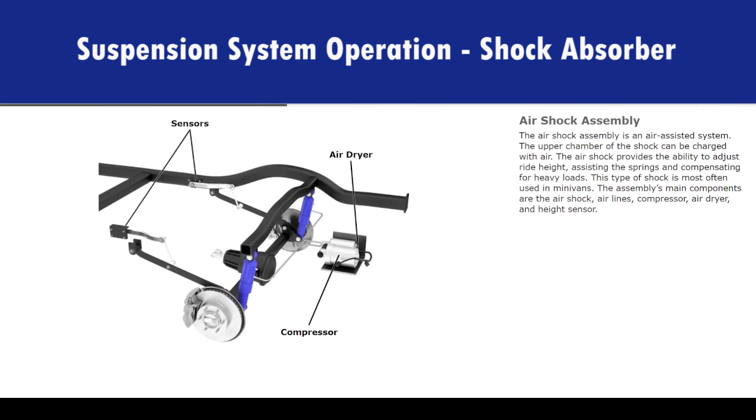The air shock assembly is an air-assisted system. The upper chamber of the shock can be charged with air. The air shock provides the ability to adjust ride height, assisting the springs and compensating for heavy loads. This type of shock is most often used in minivans. The assembly's main components are the air shock, air lines, compressor, air dryer, and height sensor.